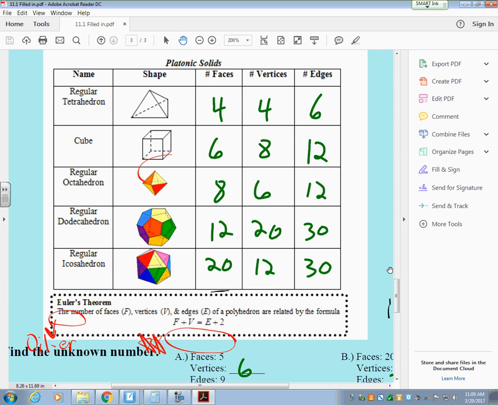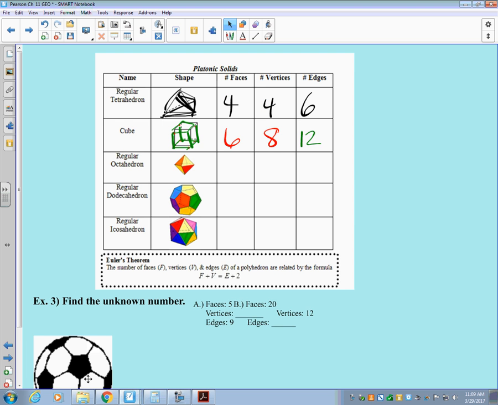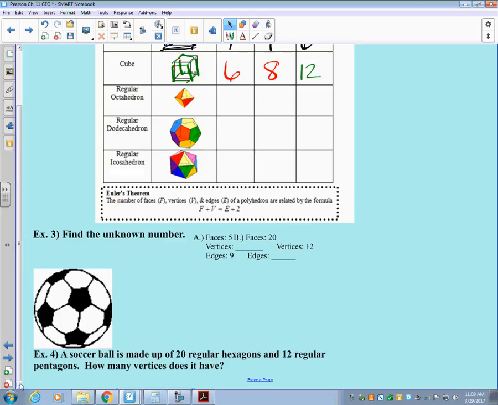So let's transfer back to here. Let's use the formula a couple times. Faces plus vertices equal our edges plus 2. Actually, we'll come back to this. So we'll come back to this on Friday. We'll start out with the rest of these names.